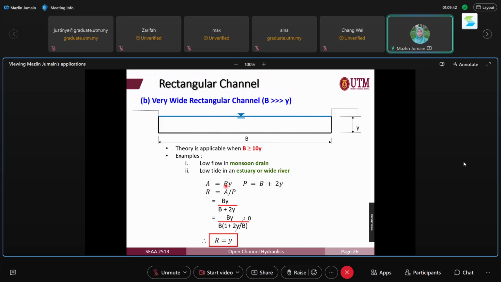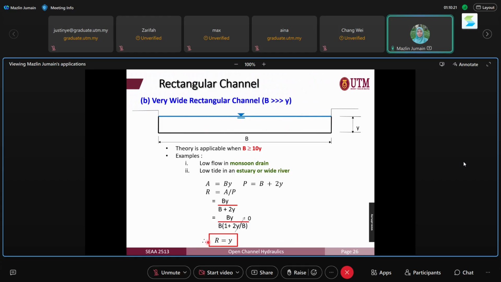So we have A equal to By, and the wetted perimeter for rectangular, we have B plus 2Y. And then for hydraulic radius, we have R equal to A over P, flow area divided by wetted perimeter. Then we just replace the equations for A and P here, and you can cancel out 2Y over B here. After you simplify this, you just use R equal to Y.